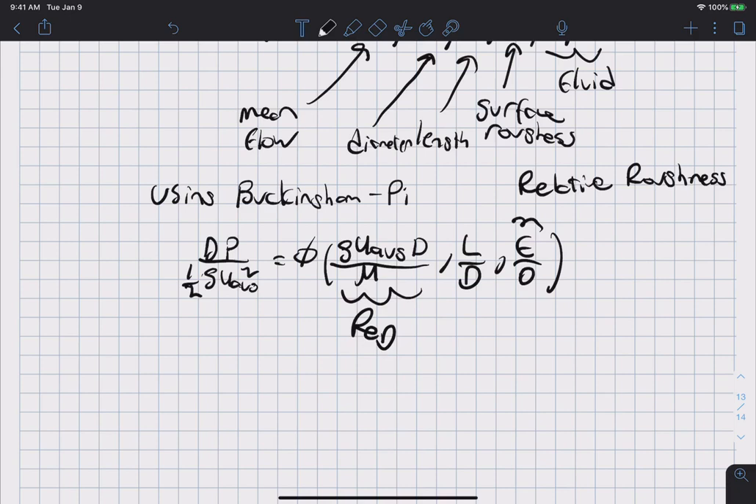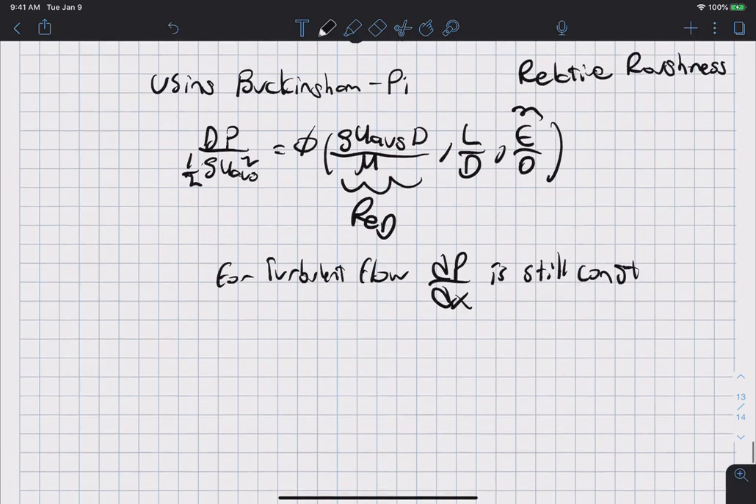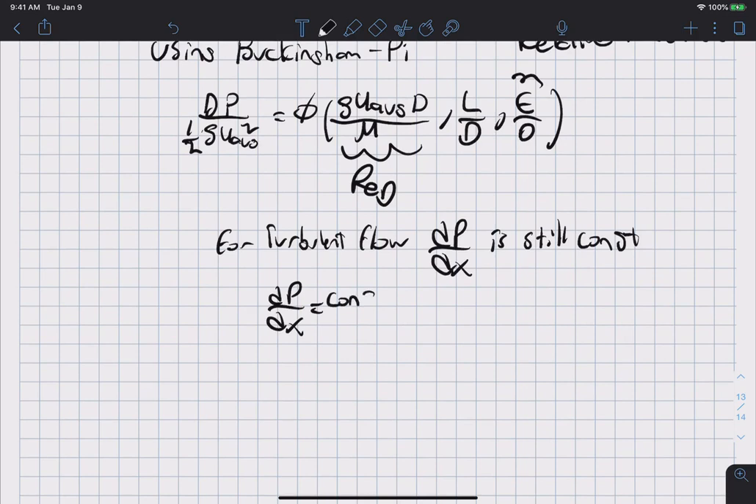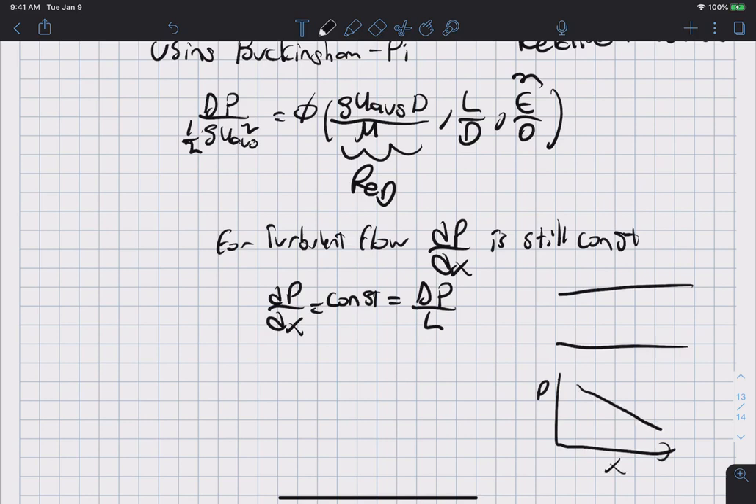However, for a turbulent flow, dP/dx is still constant. Okay, so if dP/dx is equal to a constant, this means that it is equal to delta P over L. So if you have a pipe and the pressure in that pipe, the dP/dx is essentially constant, we can define a P1, P2, and P1 minus P2 equals delta P, and the length between them is L.